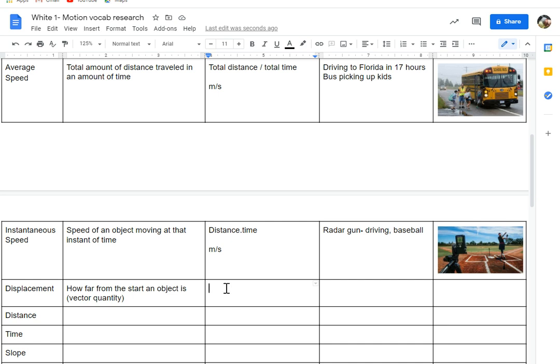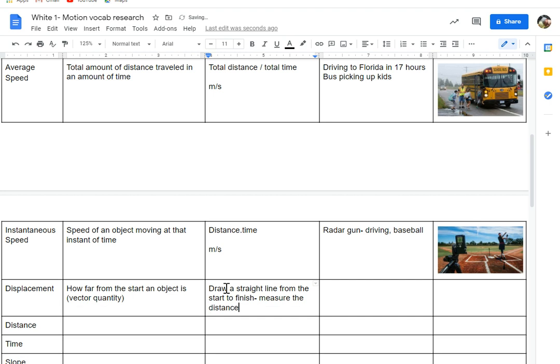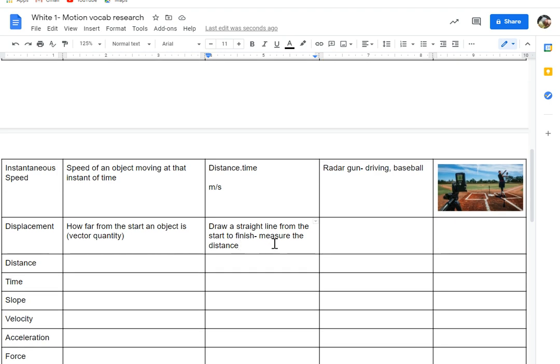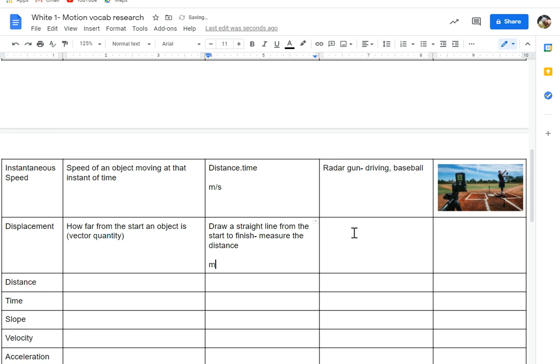All right, so you're going to draw a straight line from the start to the finish, and you're going to measure the distance. And like Brian just said, we measure that in meters. So our unit of measurement would be meters.